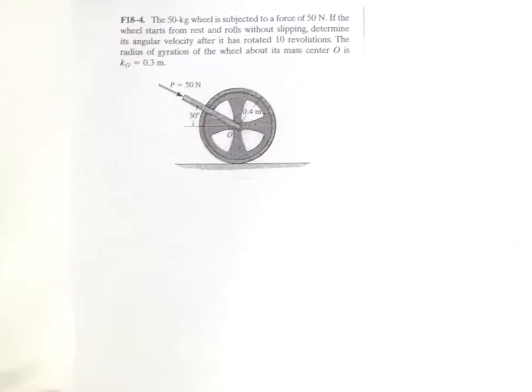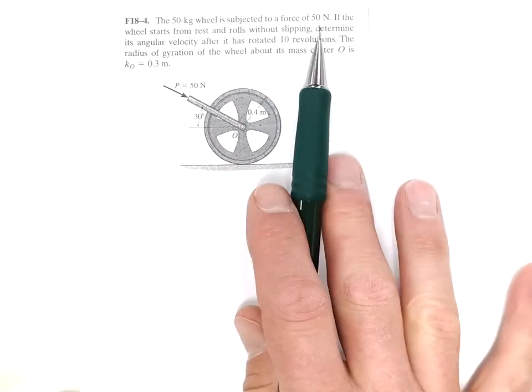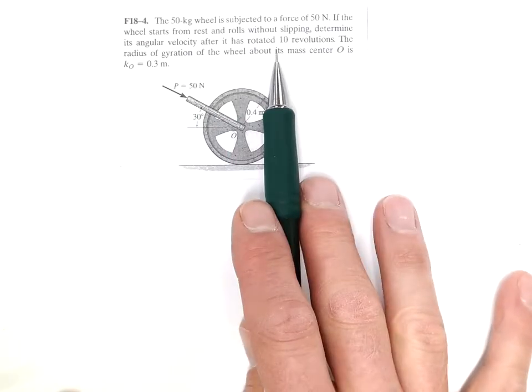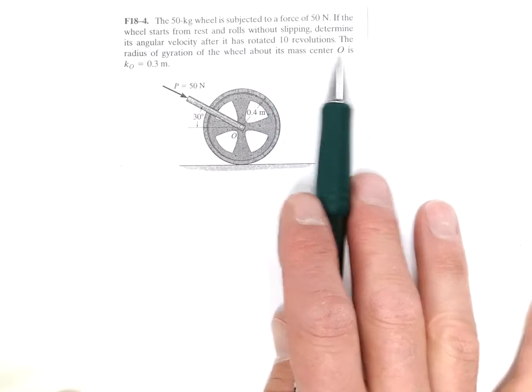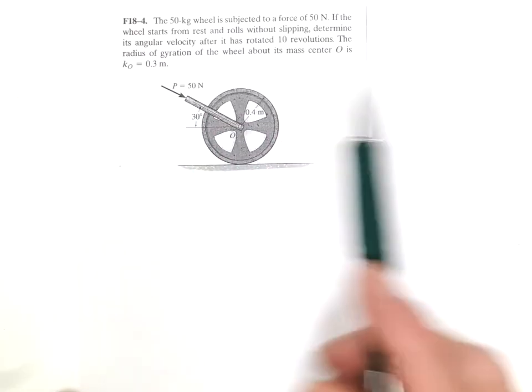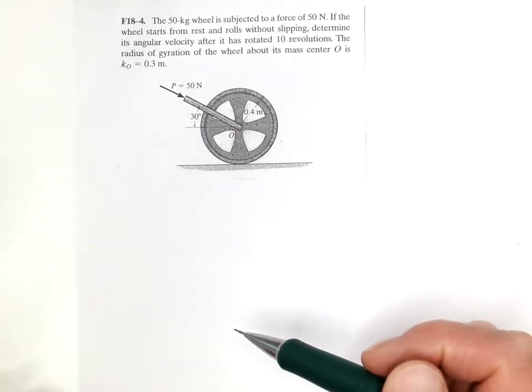Problem F18-4, 50 kilogram wheel subjected to a force of 50 newtons. If the wheel starts from rest and rolls without slipping, determine the angular velocity after it's rotated 10 revolutions. The radius of gyration of the wheel about its center is 0.3.